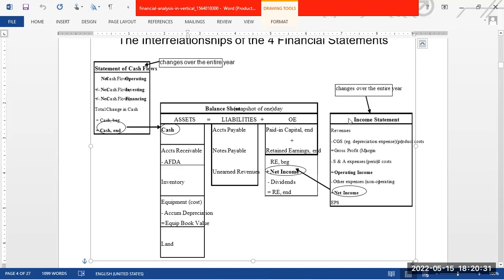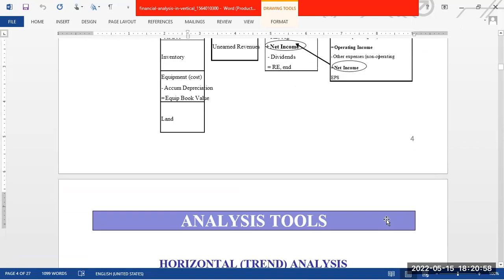In the income statement, which is here, you have revenues, then cost of goods sold, then gross profit. Gross profit is always related to gross profit margin. Then we have spending or expenditures, which lead us to operating income. And if you subtract other expenses or non-operating items, you are going to have your net income, resulting in earnings per share.